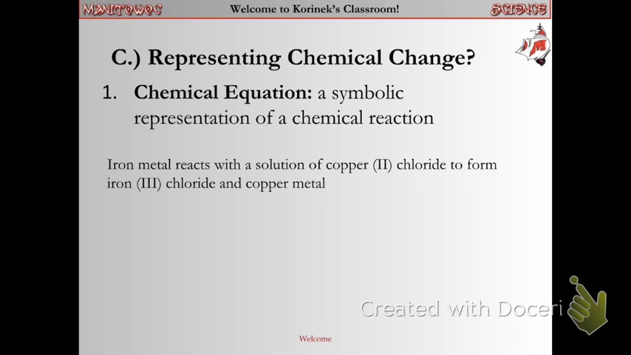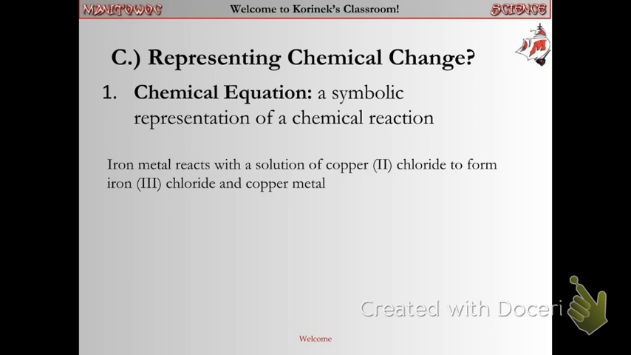So let's look at this process. We're going to take some iron metal, some random iron metal, and we're going to place it into a solution of copper chloride to form iron 3 chloride and copper metal. Now what you're going to be asked to do as the chemistry student is to take that verbal sentence and actually write out a chemical equation.